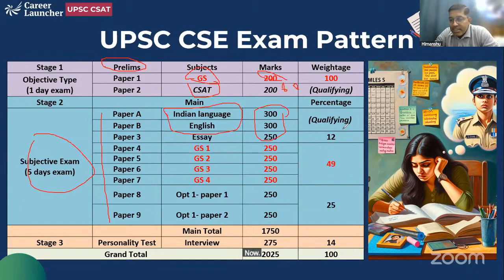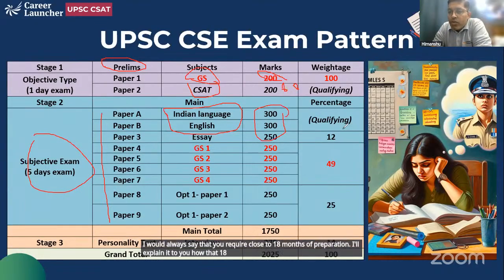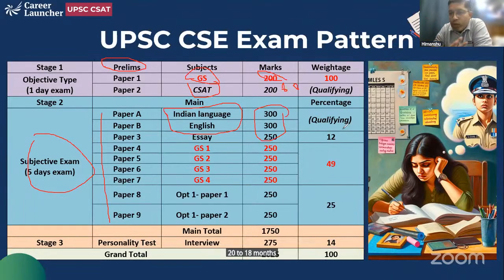Now, Ashish is asking how many years are required for preparation. So I am telling you a 1-year preparation plan. Ideally, if you have time, I would always say that you require close to 18 months of preparation. I'll explain to you how that 18 months pans out. But you require close to 12 to 18 months. 12 months is the bare minimum that you require for this examination.